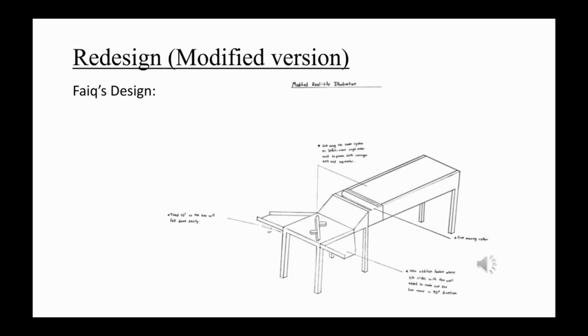For the redesigned or modified version of Faiq's design, we can see at the end of the separator, he added a slide at the left and right, and the slide is tilted 10 degrees downward so that when the box is transferred, it will fall down easily. Other than that, at the slide, the added features have a thin wall so that when the box is transferred, it will be transferred 90 degrees to the left and right.